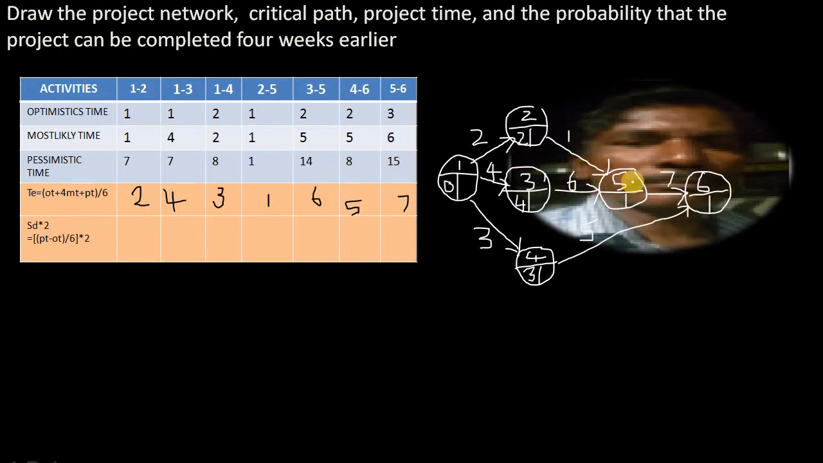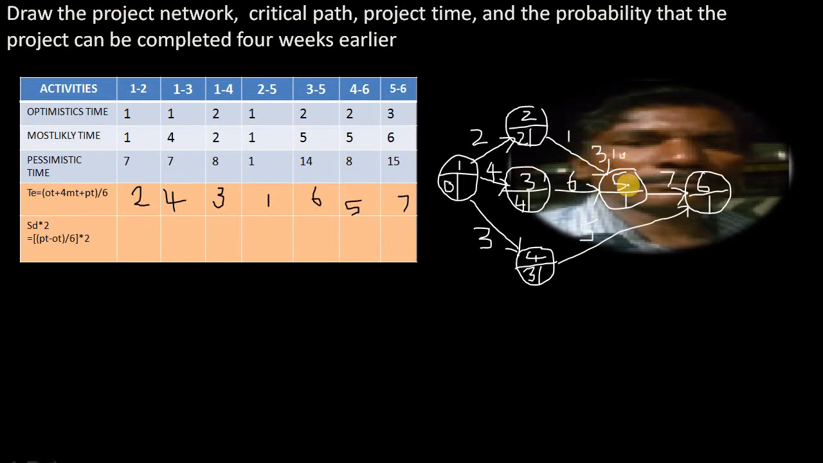But look at this here. There are 2 activities ending here. Am I correct? So how many earliest times will we have? 2 earliest times we will have: through this one an earliest time, and through this one an earliest time. So if you come this way, 2 plus 1, you will get 3 as the earliest time. If you come this way, 4 plus 6, you will have 10 weeks as the earliest time. Am I correct there?